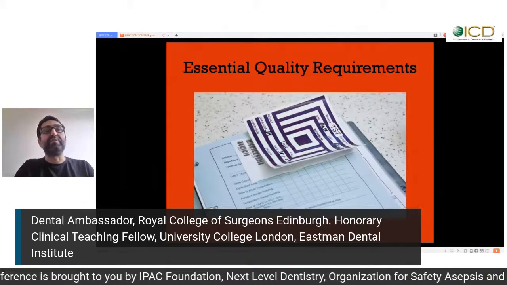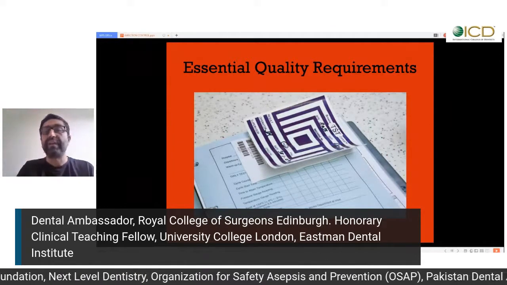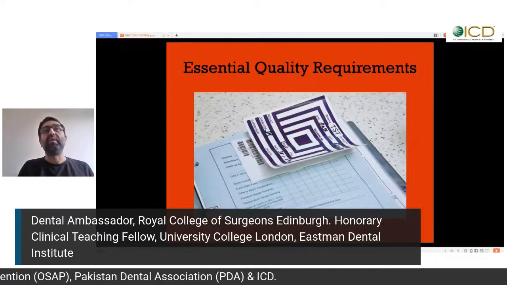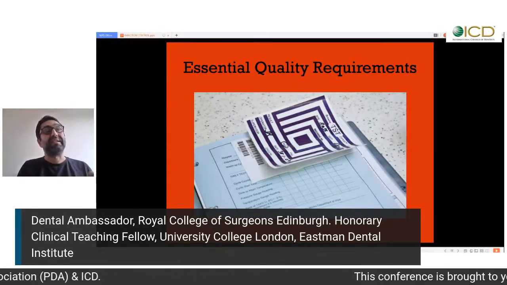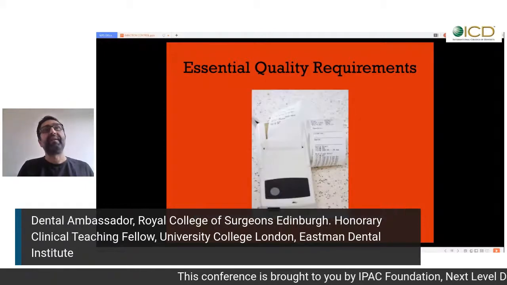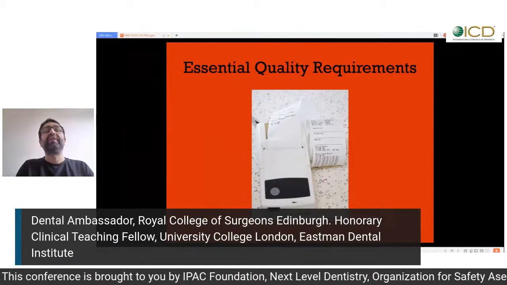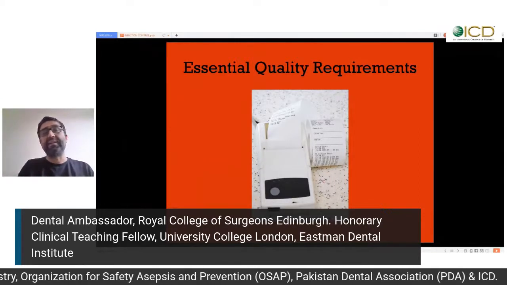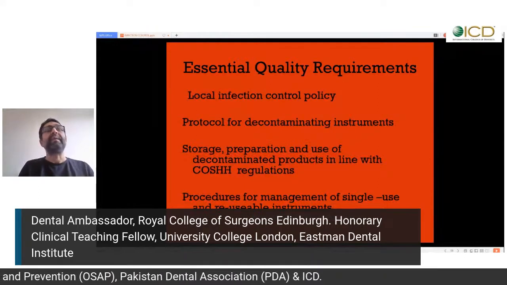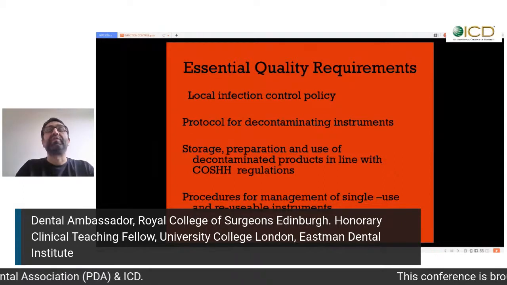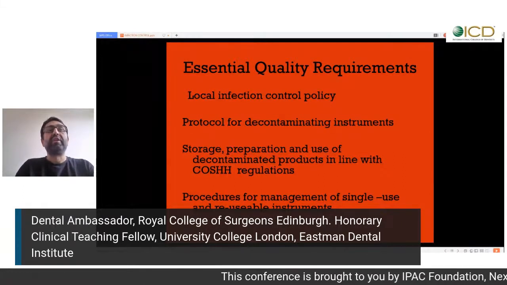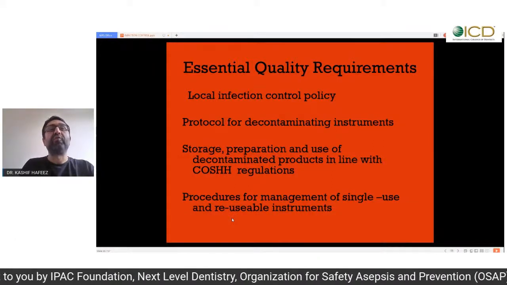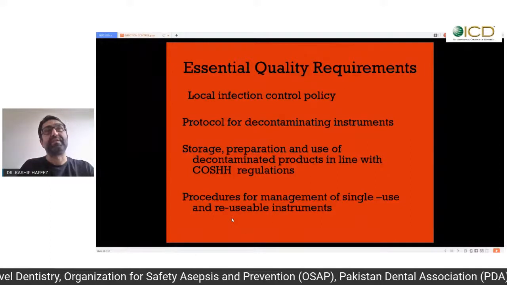You must be familiar with this picture. You need to keep a record of your sterilization, the proof of sterilization, so that whenever there's a problem, you can show the authorities that the instruments were sterilized properly. You can have a printer attached to your sterilizer as well, or now there's a USB, and all that data is stored electronically. You should have a surgical cross-infection policy, a protocol for decontamination, a storage protocol, and a procedure or protocol for single-use and reusable instruments.